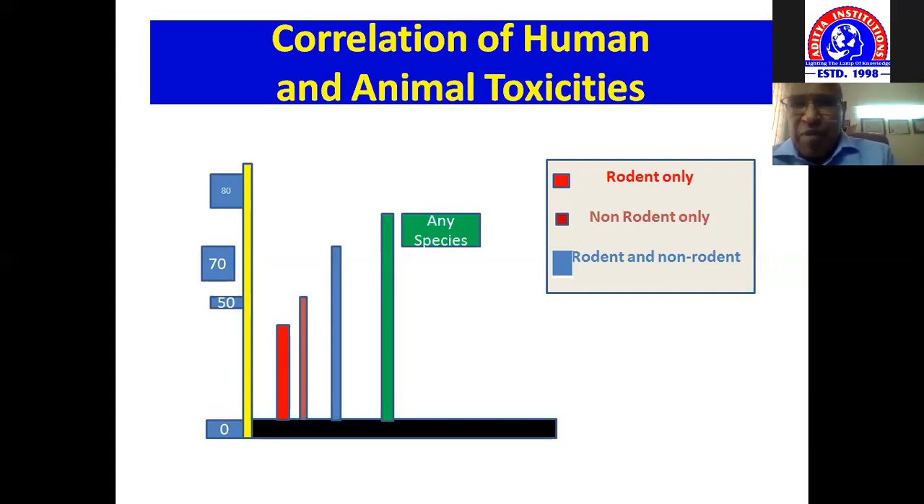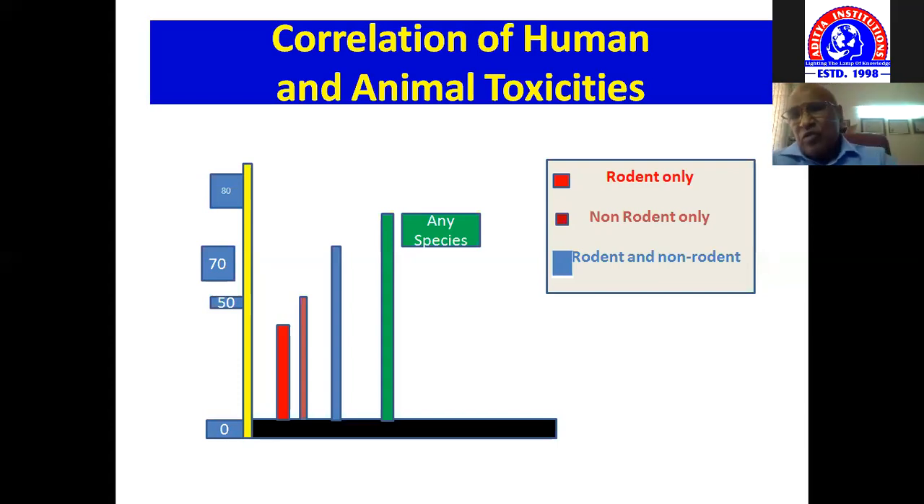Now go to the third bar, which is a blue bar. If we do both rodent and non-rodent, we are able to predict 75% of the time. That is much, much better than 45%. There is absolutely no guarantee we will ever predict 100% at all.